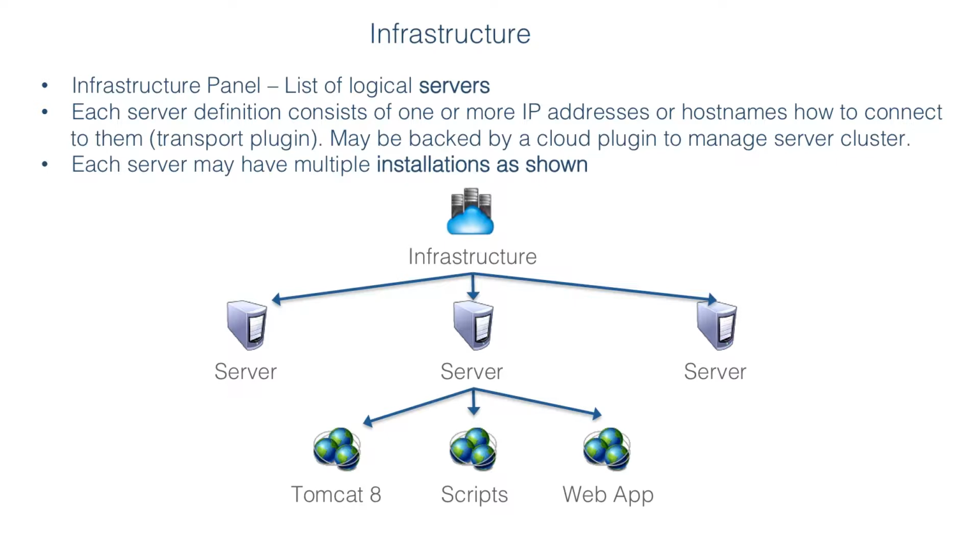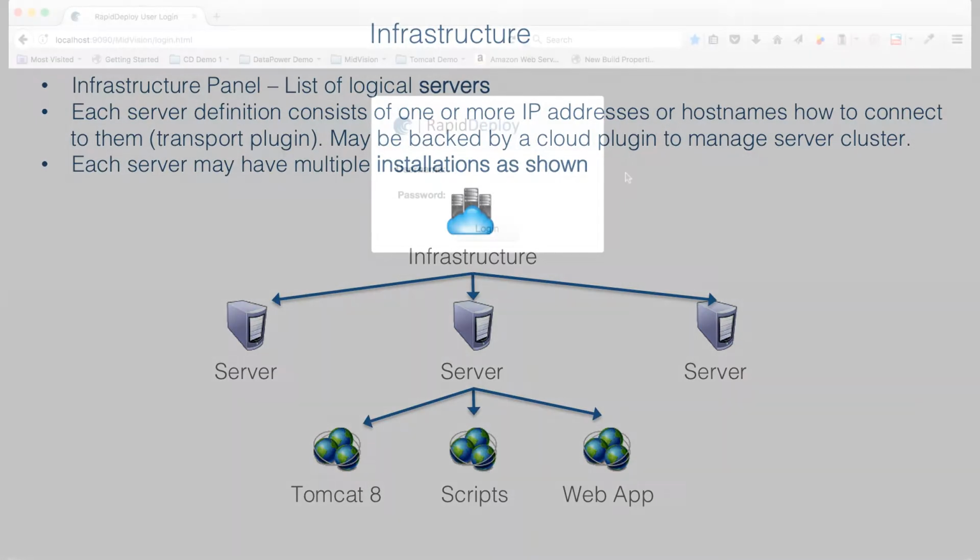And each server can have on it multiple installations, and we show that in a diagram here. We've got the infrastructure panel, list of servers, and a set of infrastructure can be installed on each server. Okay, so let's go ahead and log into RapidDeploy.